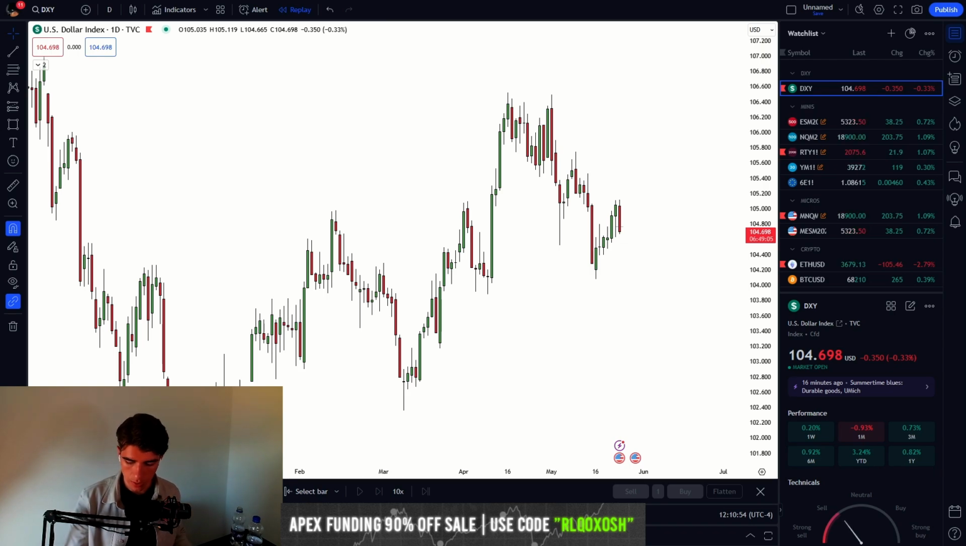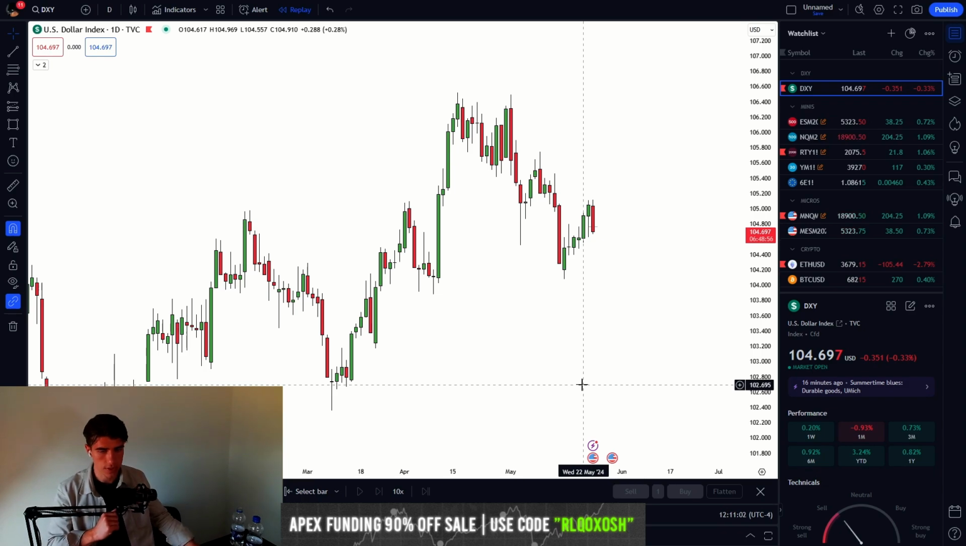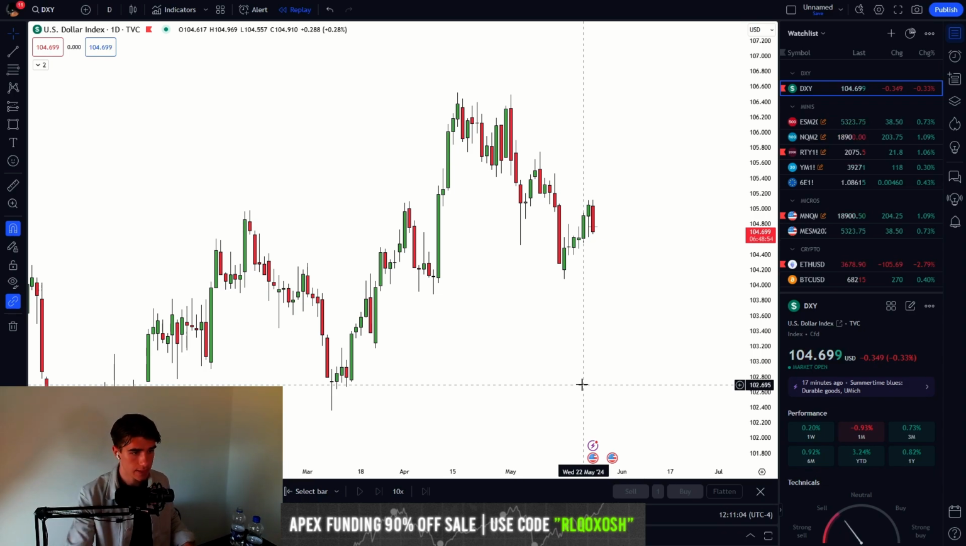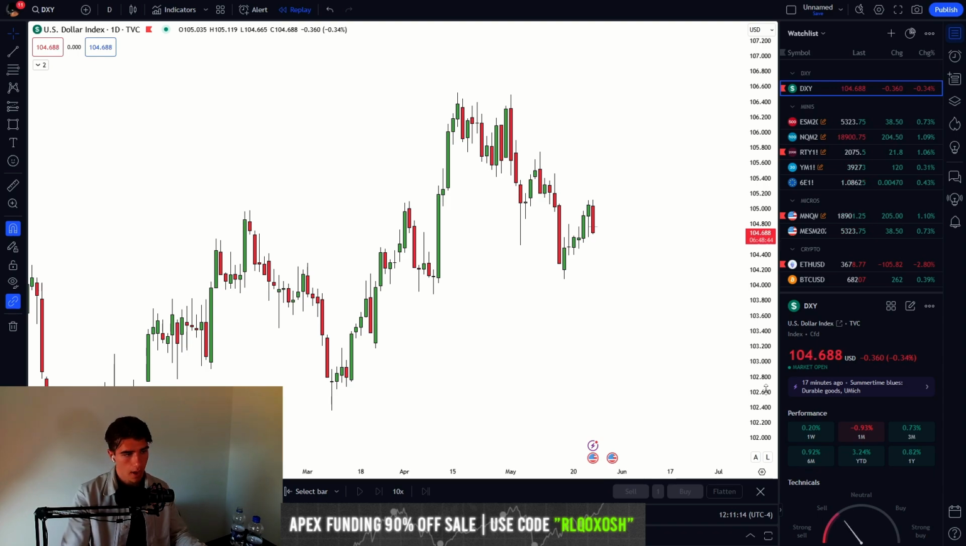And the reason why I want to go over market maker models is because a lot of people don't seem to understand them and how powerful the market maker buy and market maker sell model actually is. If I had to choose one model that I could trade for the rest of my life, market maker models would definitely be one of them.